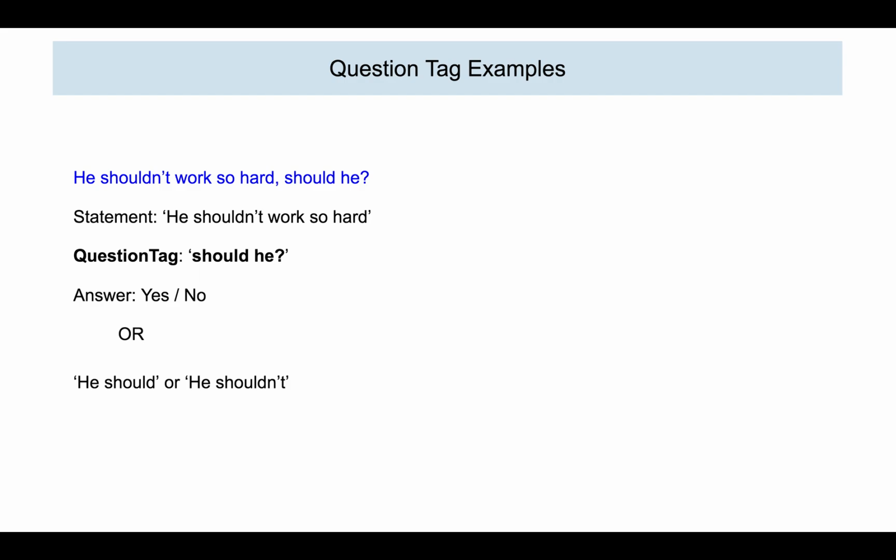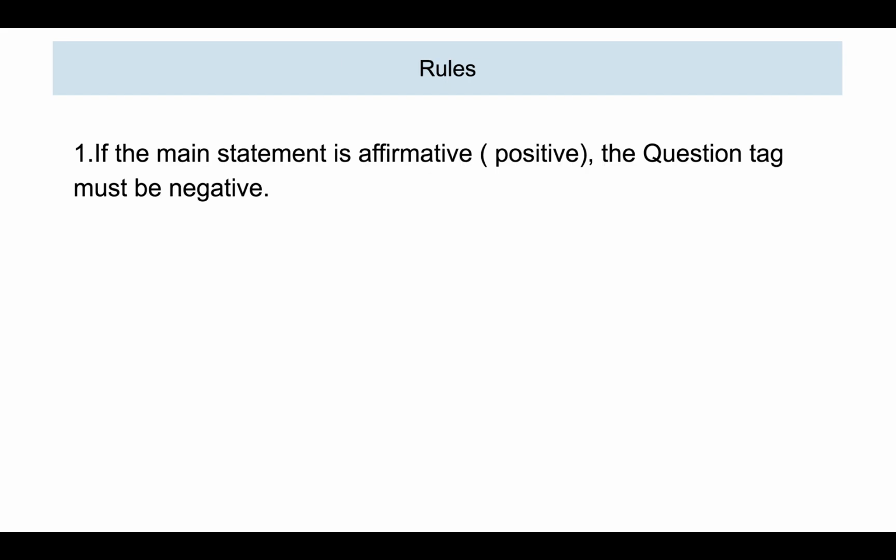Now, there are certain points to be kept in mind while using question tags. So, there are certain rules. Let us see the rules. The first rule is, if the main statement is affirmative or it is positive, the question tag must be negative. That means it must be the opposite. Look at this example. You are coming to the party, aren't you? Now, are is positive. You are coming to the party. So, the question tag has to be negative, aren't you? So, this is the first rule.